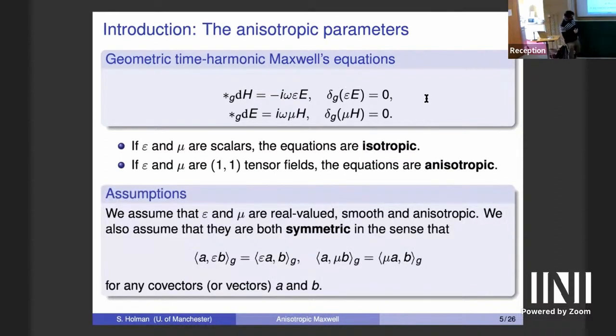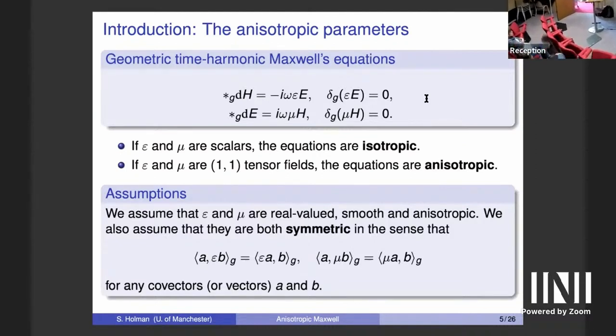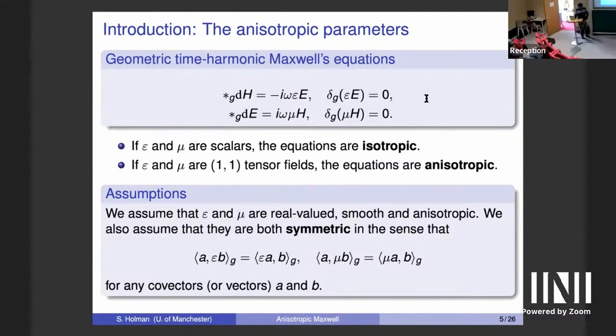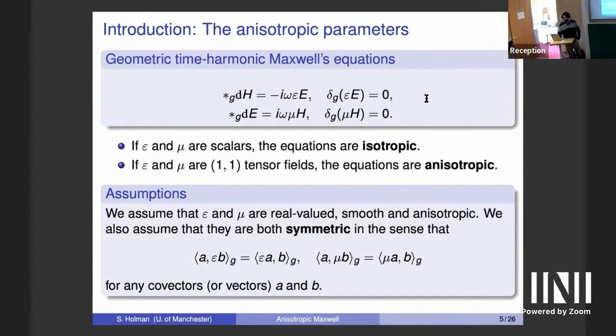We also are going to assume that epsilon and mu are real valued. This doesn't necessarily correspond with all applications, where sometimes you want them to be complex valued, but we assume they are real valued and smooth, which means the material is smoothly varying. The other thing is that they're symmetric with respect to the Euclidean metric, which precisely means that if you take the inner product with epsilon or mu, you can move it to the other side. These are the assumptions we make, and we want to recover epsilon and mu.